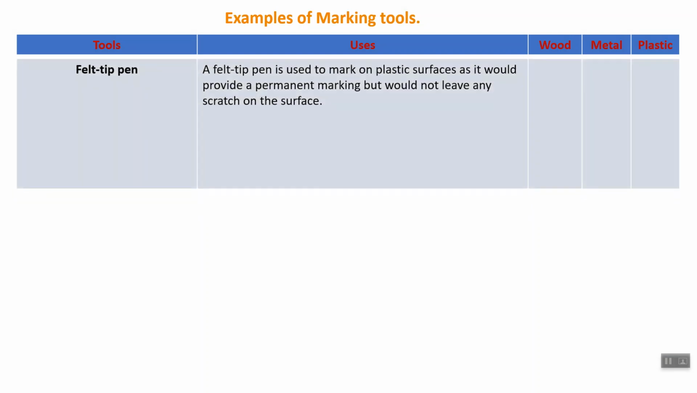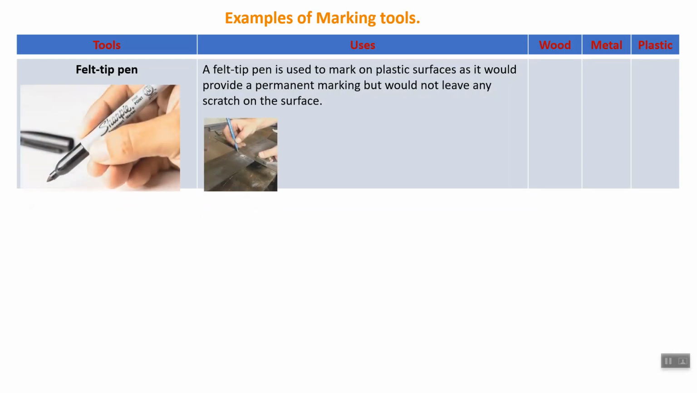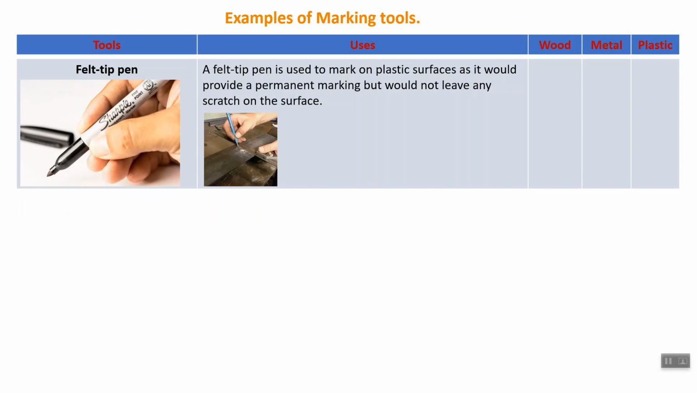Another type of marking tool is called a felt tip pen, generally called a felt pen. It's like a marker. It is used to mark on plastic surfaces and also metals. It provides a permanent marking, but we don't leave any scratch on the surface. So we write onto plastics or metals.